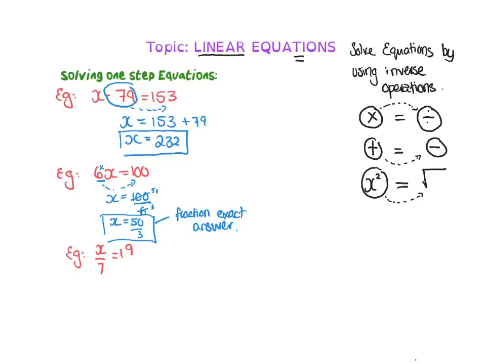Okay, in this last example, the 7 is dividing here. So if we move it over an equal sign to get that x by itself, it's going to multiply. So then we've got 19 times 7, which is 133. And there's our answer.